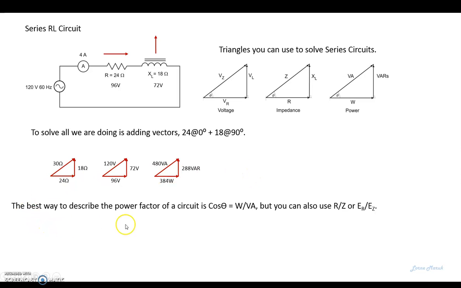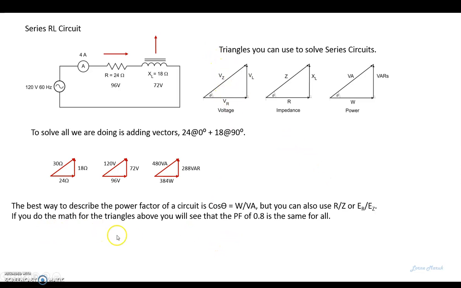The best way to describe power factor of a circuit is the cos of theta, which equals watts over VA, but you can also use R over Z, or ER, over here they use VR, either way, over EZ. If you do the math, you'll find that all these numbers will add up to 0.8 because it's the same circuit. The power factor will be the same throughout the different triangles.